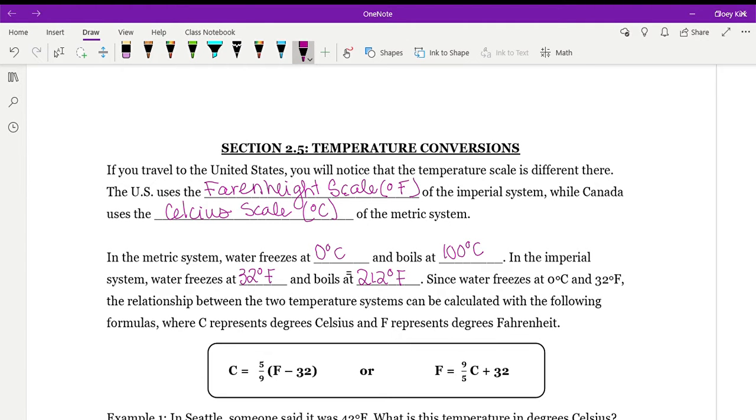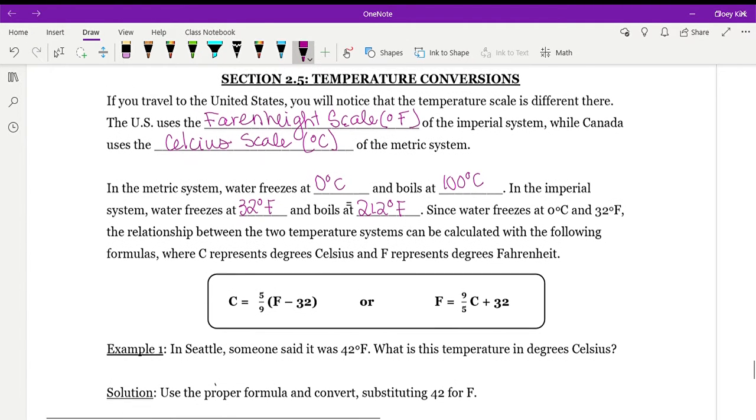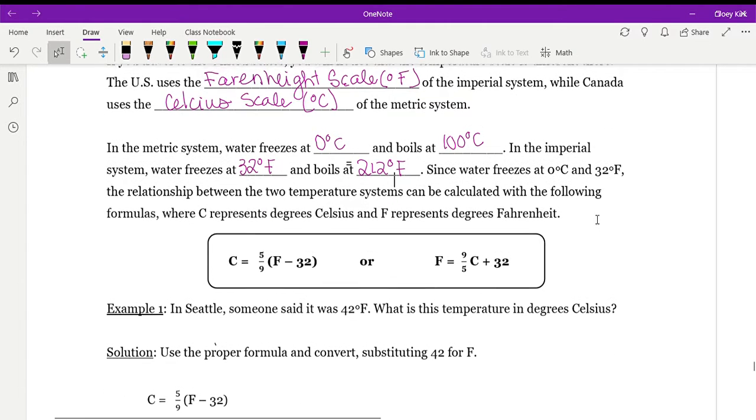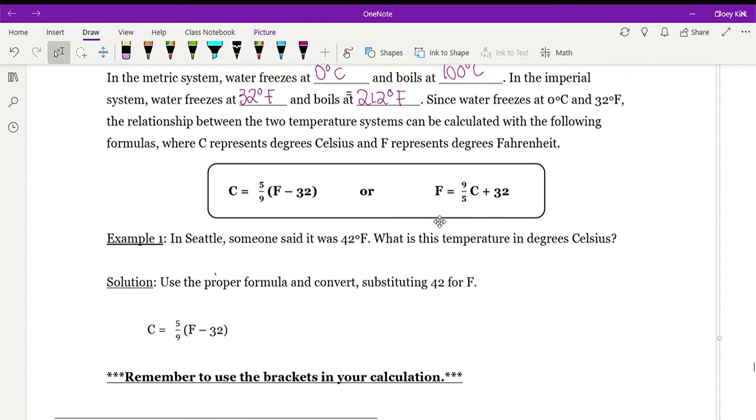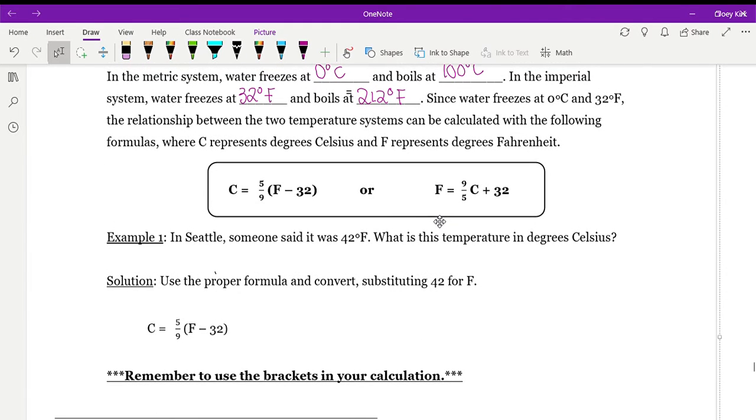The relationship between the two systems is based off of the two freezing points. Sorry guys, I'm just trying to slide down here. The two freezing points. So we have two formulas. There's not going to be any proportions in this section, which I'm sure you are relieved, because we've kind of proportioned ourselves out here.